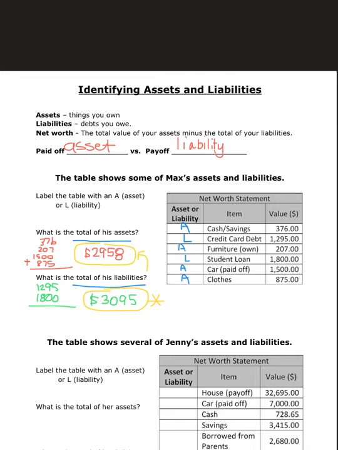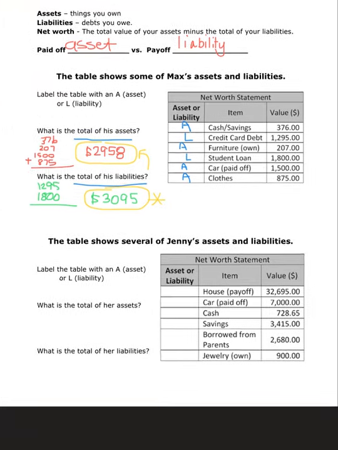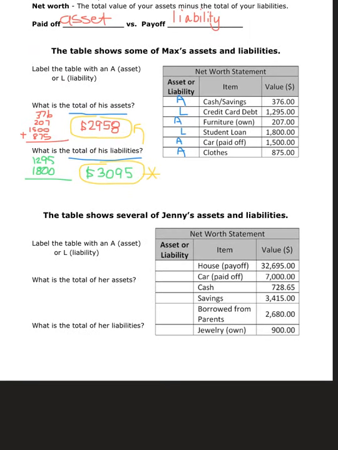Moving on, the next one says the table shows several of Jenny's assets and liabilities. So on this one, we're going to break the table apart the same way we did with Max's into assets, things that he owns, and liabilities, things that he owes or has to pay off. So when we look at the first part, it says we have the house. It's a payoff, so he's still paying it, or she's still paying it off. So if she's paying it off, she does not own it, that makes it a liability.